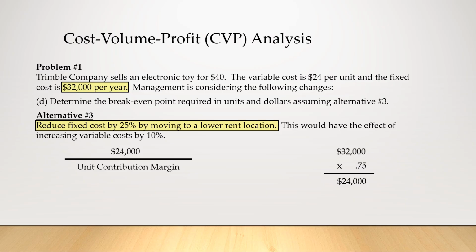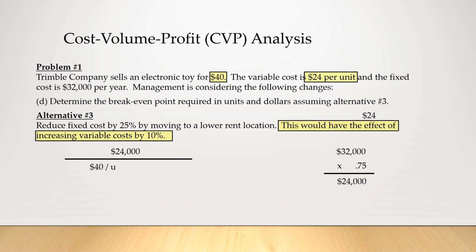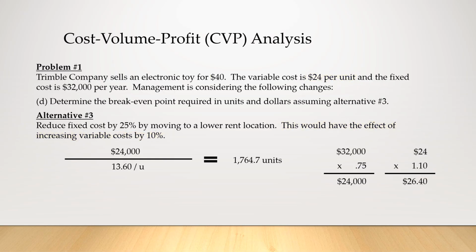To get the unit contribution margin, we start with the per unit sales price of $40 and subtract the new variable cost per unit. Alternative 3 reads that variable costs would increase by 10%. So multiply $24 by 1.10 to get $26.40. The unit contribution margin works out to $13.60 per unit, yielding a break-even point of 1,764.7 units.